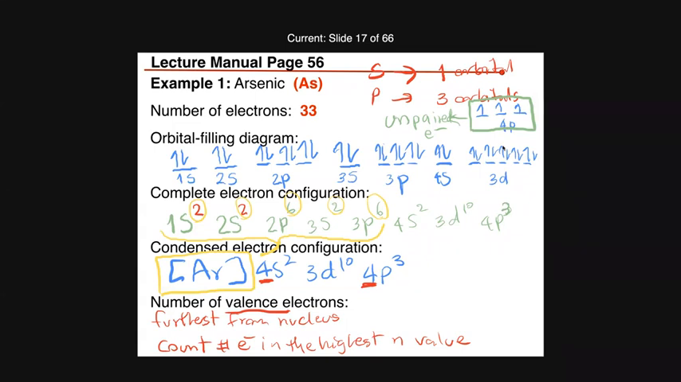If you're looking at 4s and 4p, you will see that there are 2 and 3 electrons. Therefore, in this case, the number of valence electrons in this atom comes from all the n equal to 4 added together. So it would be 2 added to 3, which is 5 valence electrons.